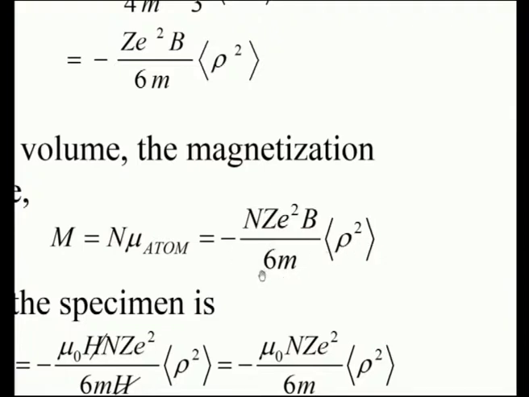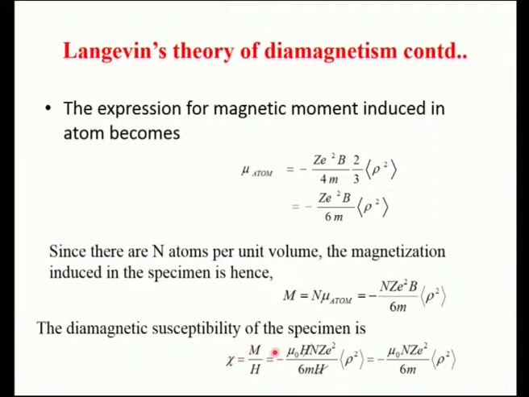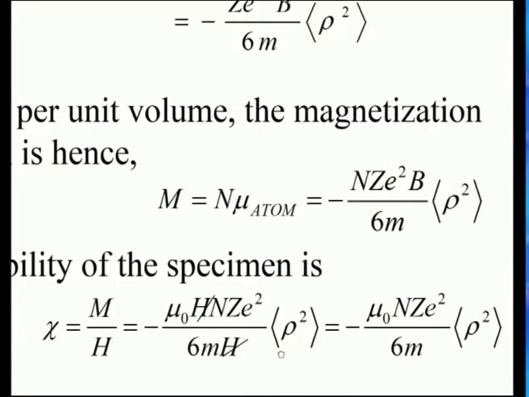Now the diamagnetic susceptibility of the specimen is therefore chi equal to M by H, and here for B we write mu naught H, and hence you can take this. So finally mu naught H will be there, H will cancel, and finally we get chi equal to minus mu naught N Z square by 6m into rho square average.